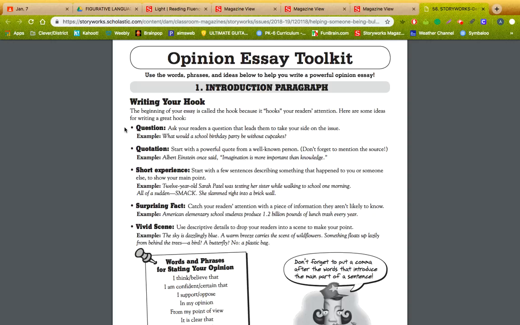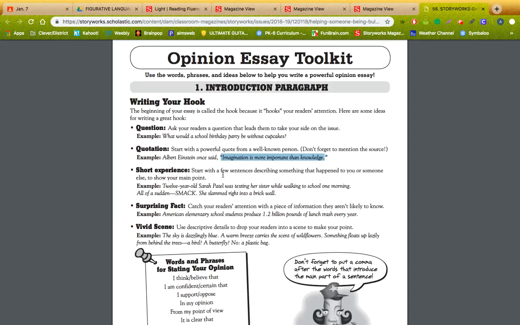So you can start off, the whole point of a hook is to grab our attention. So you can start off with a question. For example, what would a school birthday party be without cupcakes? And then obviously this person is going to go into a debate over should we be able to bring cupcakes. You can start with a quotation. This is a powerful way to start a paper. If you find a great quote from somebody that you admire, like here, this is from Albert Einstein. Imagination is more important than knowledge. And then this person is going to go into whatever it is they're going to discuss or debate.